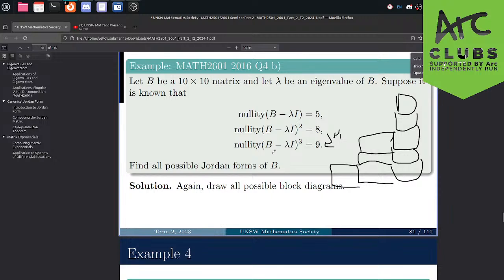And notice you don't know if there's going to be any more. So there could be a block here, or there might not be a block, okay? So notice it's a 10 by 10 matrix. That means you can only ever add 1 more block, right? Because that's the dimension of your space. And all of these blocks represent different generalized eigenvectors, which are all linearly independent of each other, right?